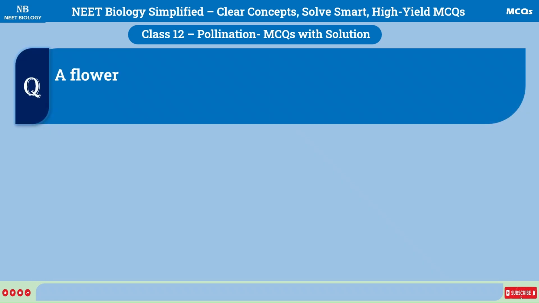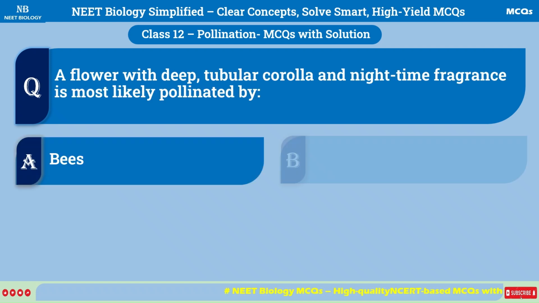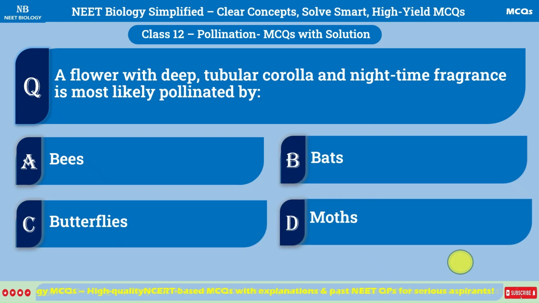A flower with deep, tubular corolla and nighttime fragrance is most likely pollinated by A. Bees, B. Bats, C. Butterflies, D. Moths.